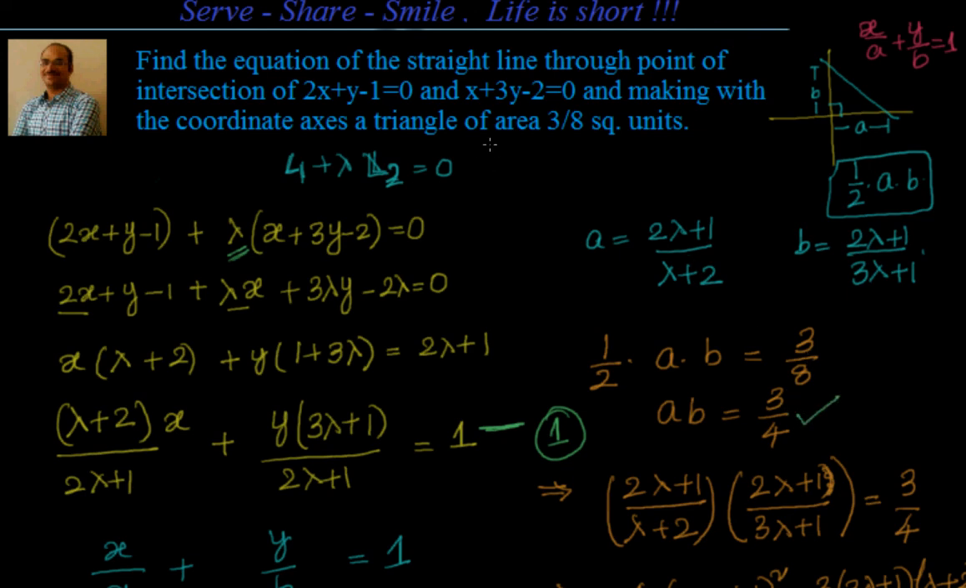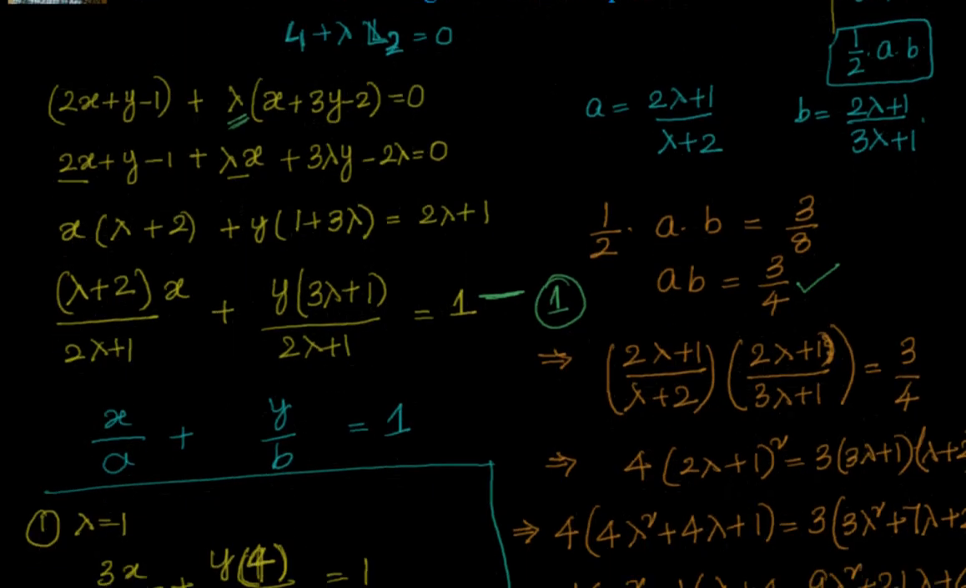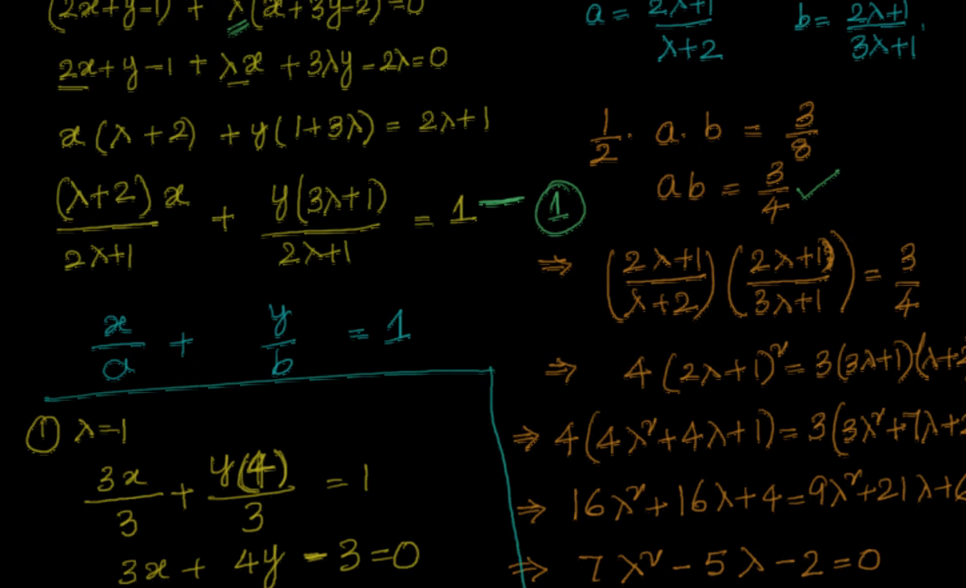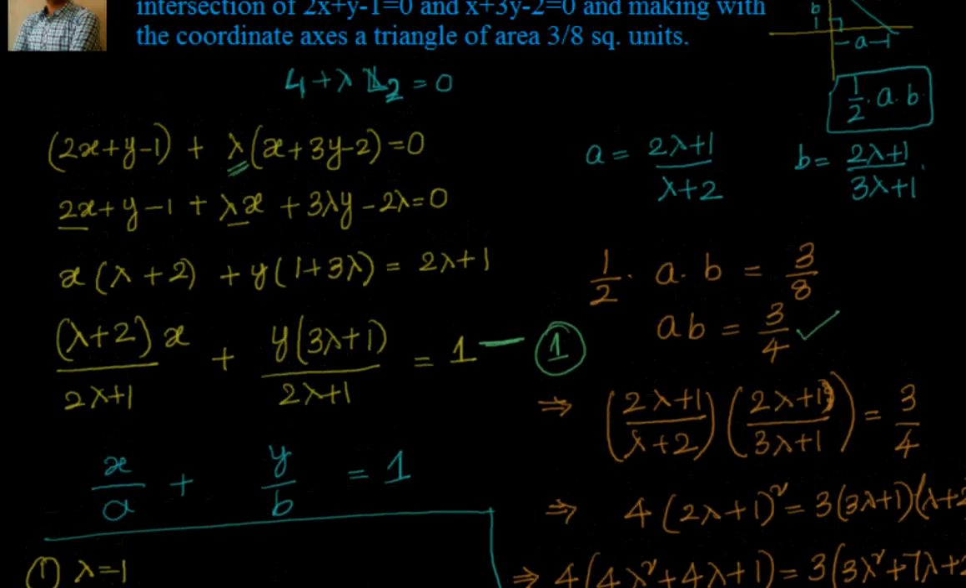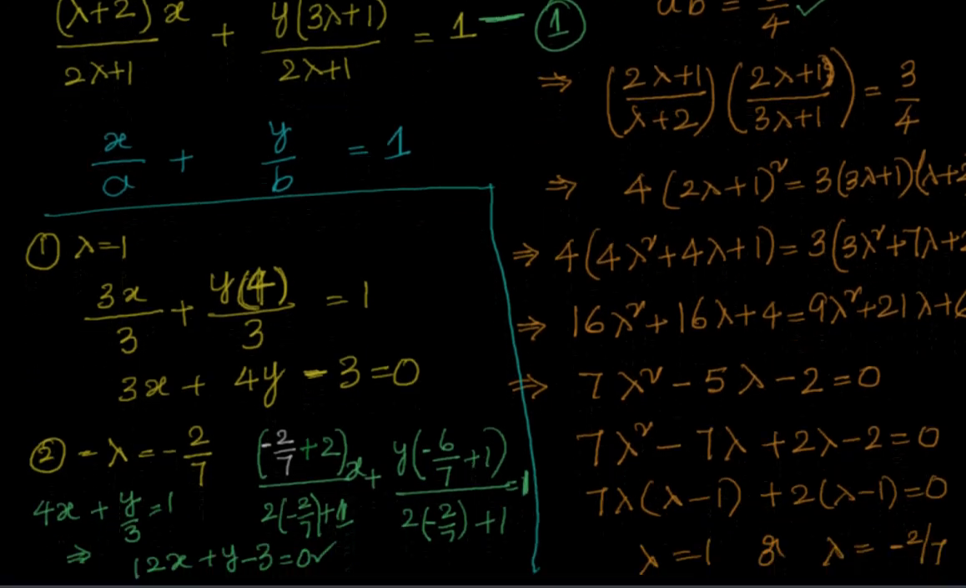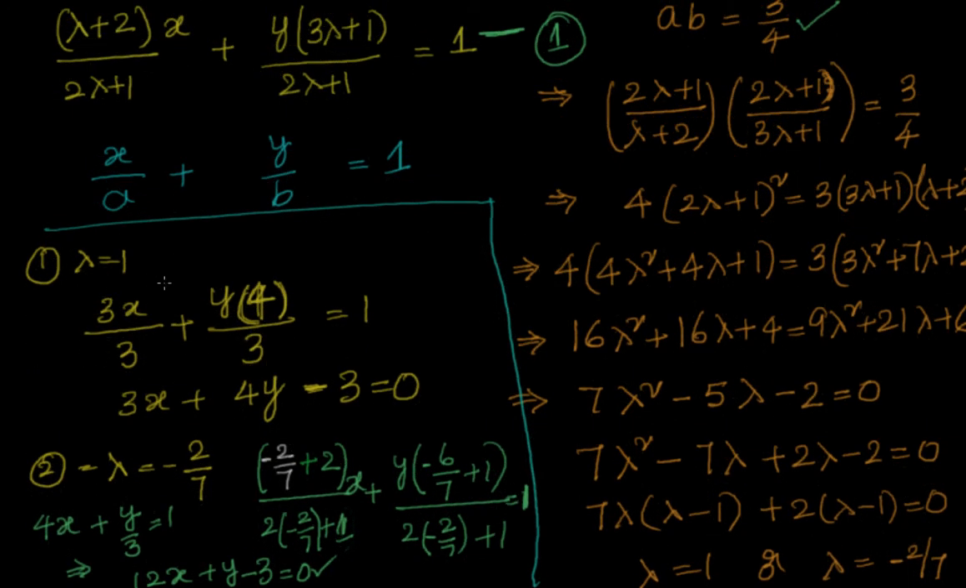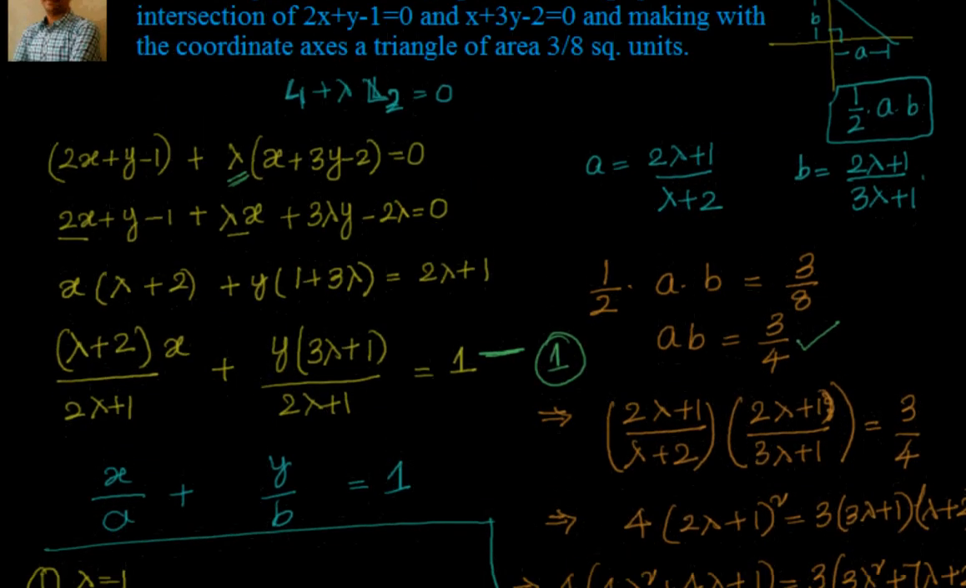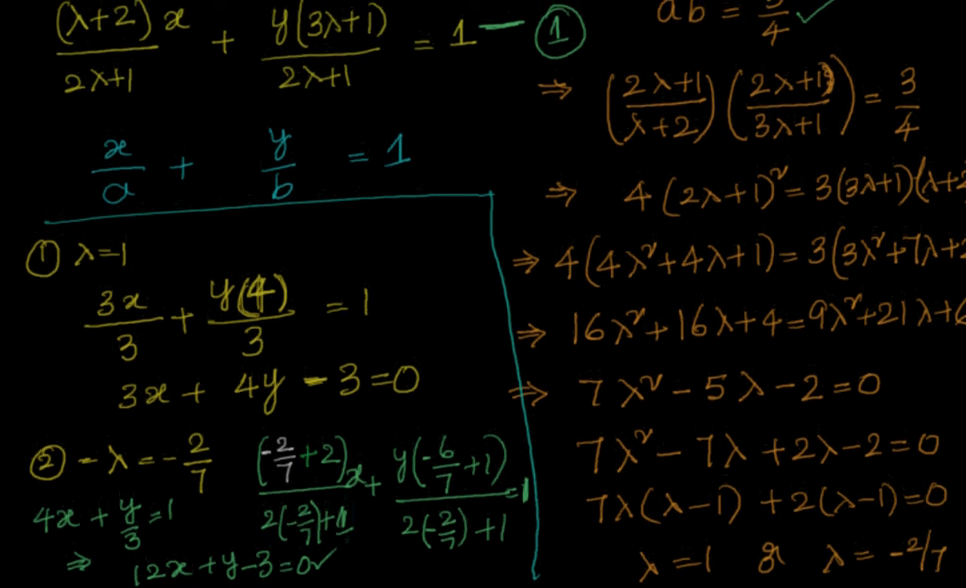Now what we will do? We will find the equation of the straight line passing through the intersection of these two straight lines, that is L1 plus lambda L2 equal to 0. Now convert that into x by A plus y by B equal to 1. Find out the value of A and the value of B. Once you have the values of A and B, you can equate AB equal to 3 by 4 and find the value of lambda. Once you get lambda, you can go back to L1 plus lambda into L2 equal to 0 and substitute the value of lambda as 1 or minus 2 by 7. You will get two equations. One is 3x plus 4y minus 3 equal to 0, and another one is 12x plus y minus 3 equal to 0. So that's how we can solve that.